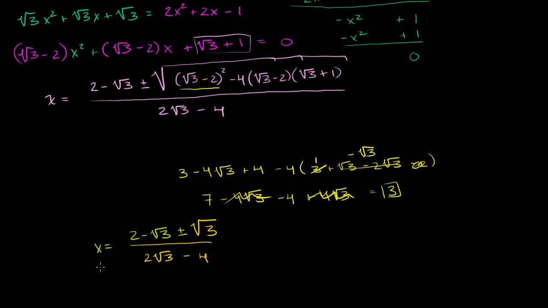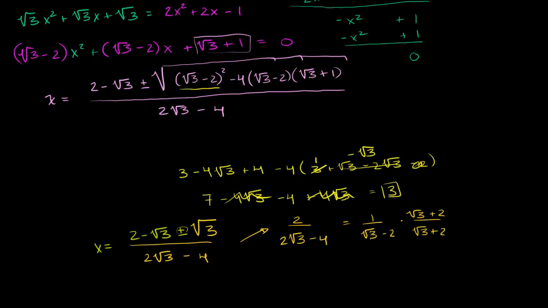So let's try to see what our answers could be. If we go with the plus option, this would be 2 minus square root of 3 plus square root of 3. So it would be 2, the square roots of 3 will just cancel out. 2 over 2 root 3 minus 4. Divide the numerator and the denominator by 2. And we get 1 over the square root of 3 minus 2. And then to rationalize this, we want to multiply it times the square root of 3 plus 2 over the square root of 3 plus 2.